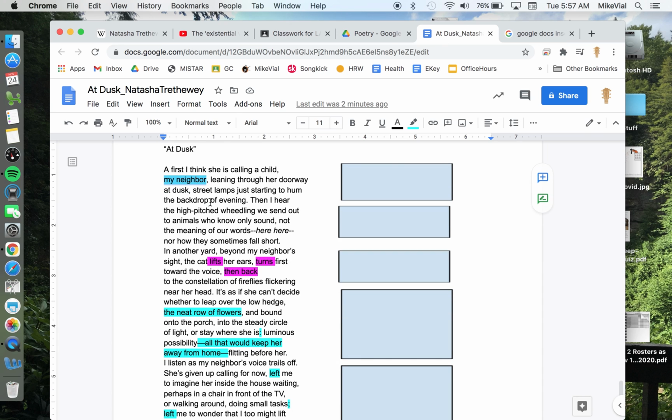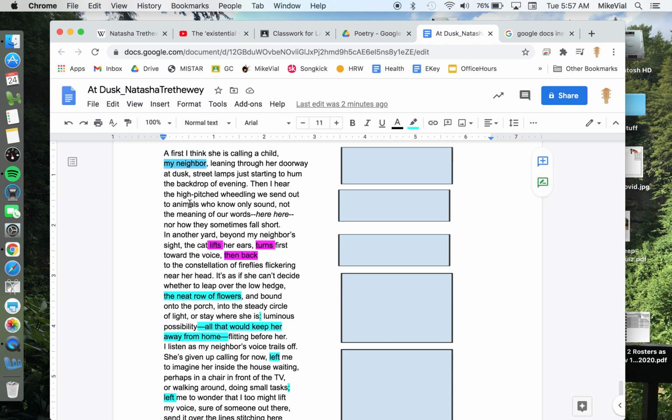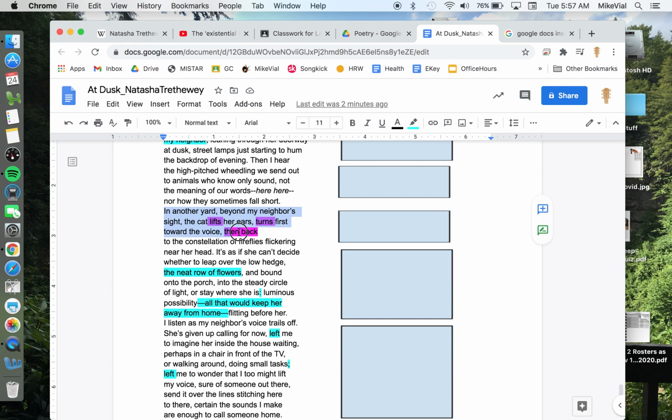My neighbor leaning through the doorway. Do you understand it now? It's the neighbor calling out the door. Now, this sentence uses a really neat technique that is often called the magic three when you list out three verbs. An easy magic three is I had hamburgers, french fries, and a Diet Coke for lunch.